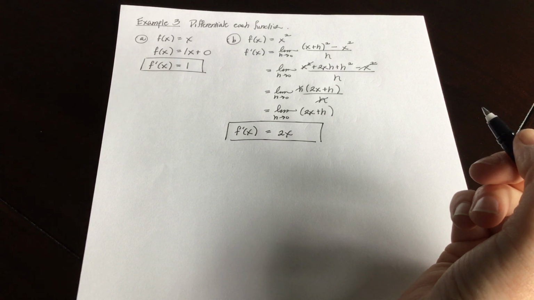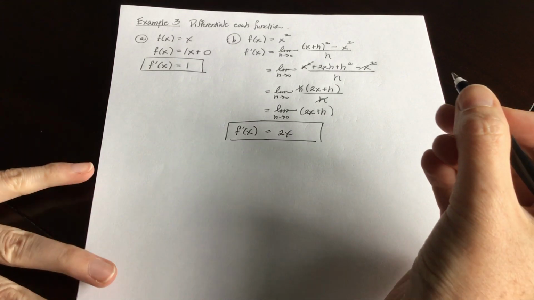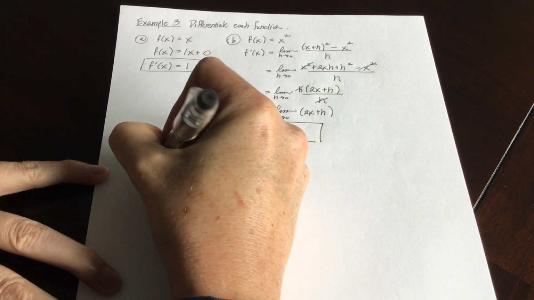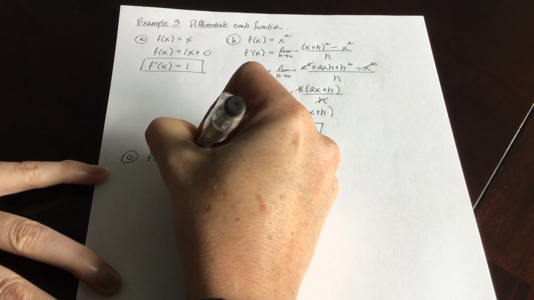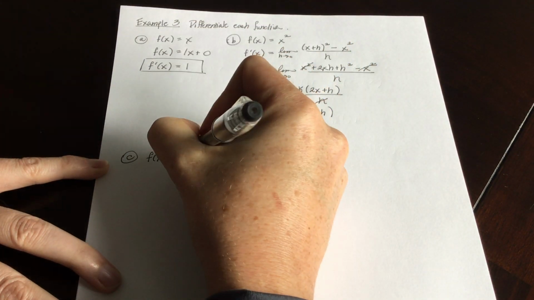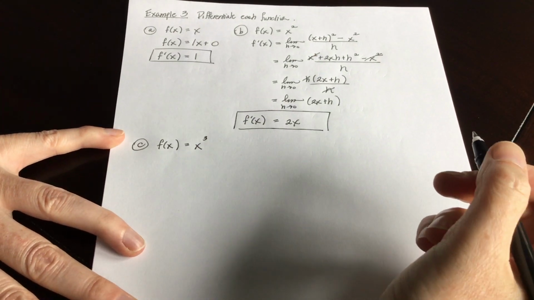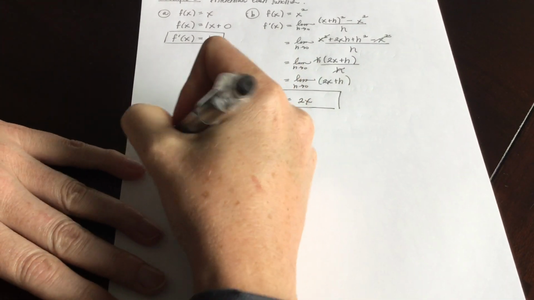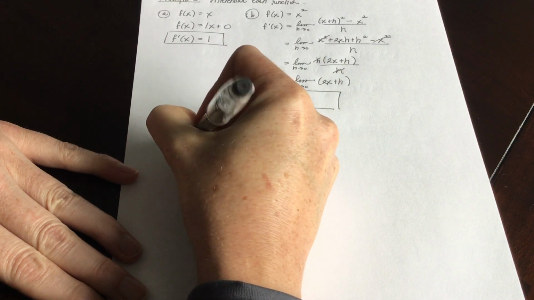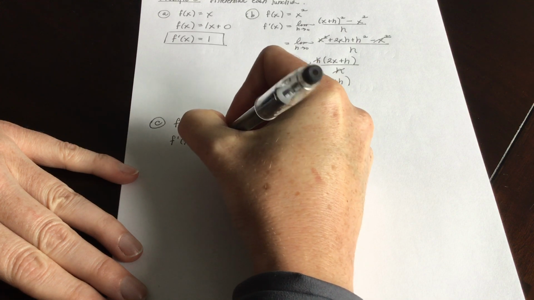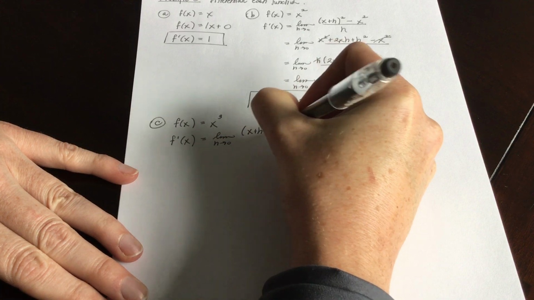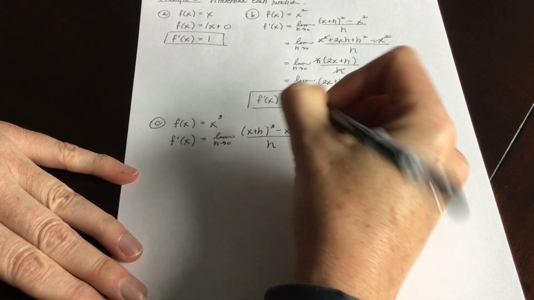Okay, I think we will do 2 more. So part C, let's do, what if I give you f of x is equal to x cubed? Okay, not a constant function, not a linear function. We haven't established a rule for it, so we're going to fall back on the definition of the derivative. All right, so let's see if you're good at this. Let's see how fast you can go. F prime of x is equal to the limit as h goes to 0 of the quantity x plus h cubed minus x cubed all over h.